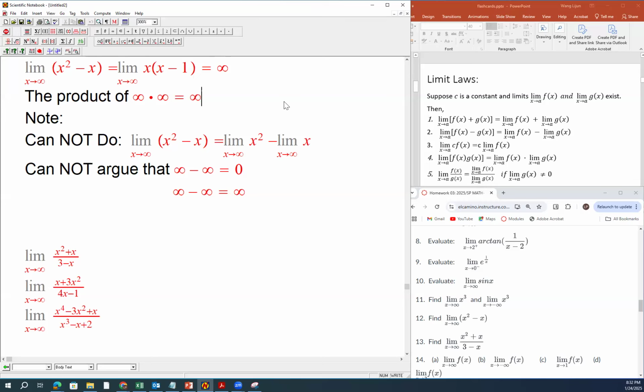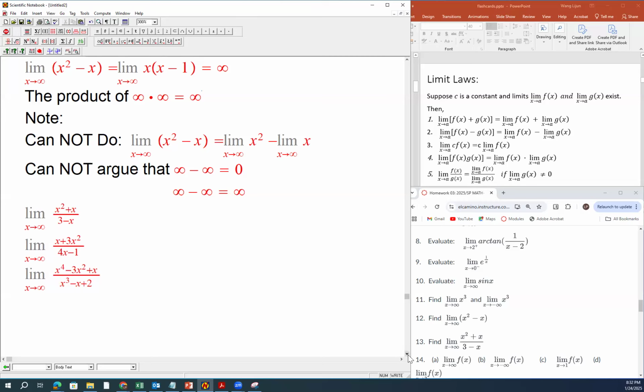Okay, everybody has to agree with that, right? If you have one quantity that approaches infinity, and another quantity also approaches infinity, and they're in multiplication, of course, the product is going to approach infinity. So this is the argument we can use. We cannot use the other arguments, okay?